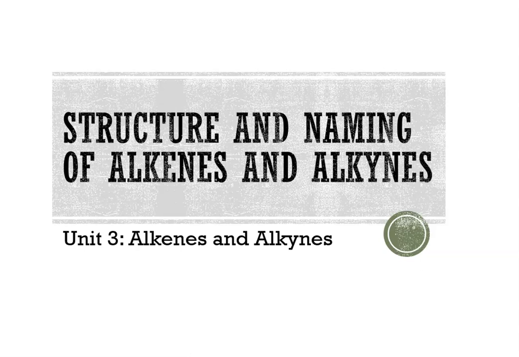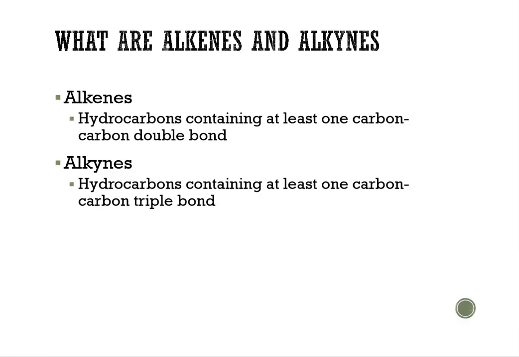Today we'll be starting a new unit on alkenes and alkynes, specifically talking about their structure and naming. So first things first, what are alkenes and alkynes? Alkenes look like alkanes, but the -ene ending means that you have at least one double bonded carbon. The -yne ending means you have at least one triple bonded carbon.